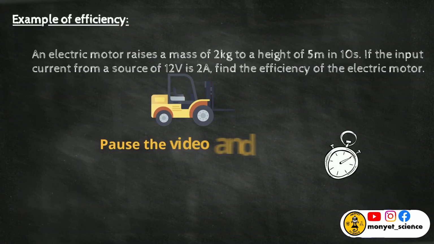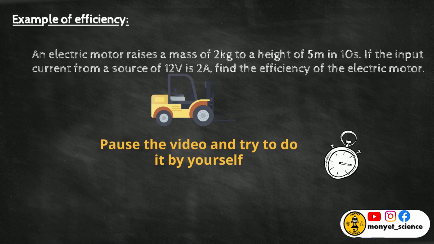Let's look at an example of efficiency. An electric motor raises a mass of 2 kg to a height of 5 meters in 10 seconds. If the input current from a source of 12 volts is 2 amps, find the efficiency of the electric motor. Please pause the video to try this yourself.